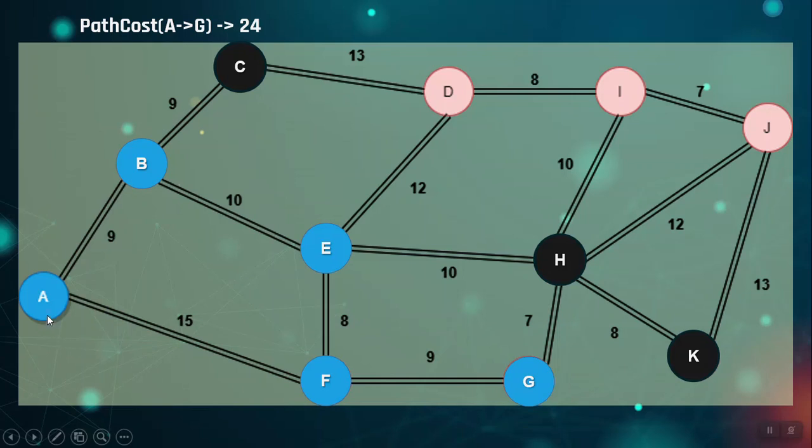So if you're going to take the route A to F, so that's 15. The path cost is 15 plus 9 from F to G. So 15 plus 9 is 24. Okay, so if you're going to use another route, say for example A, B, E, F, G, so that would cost more than the first one.